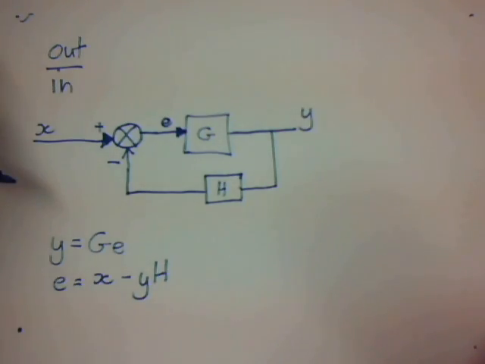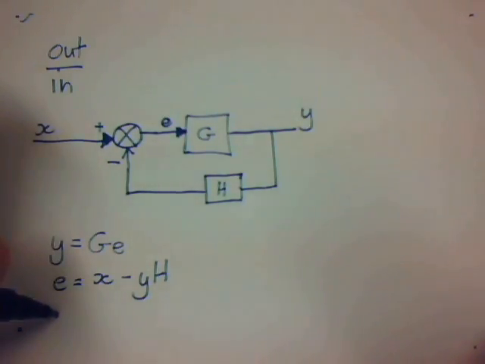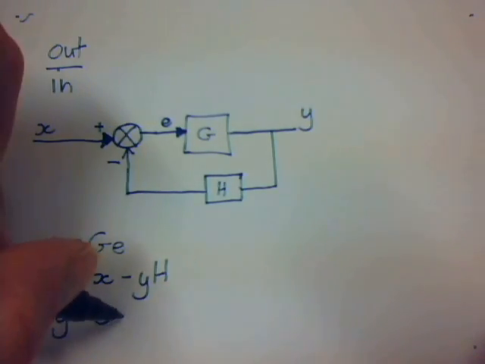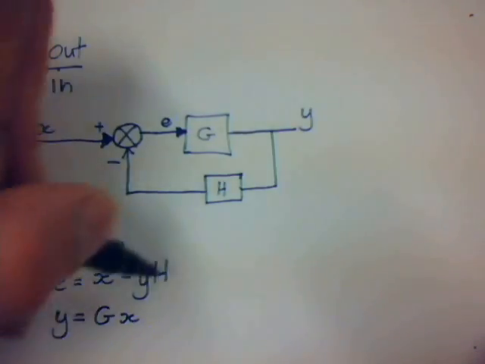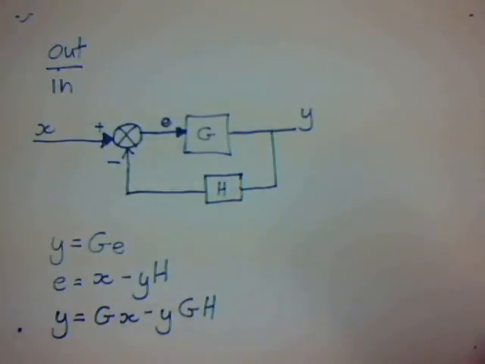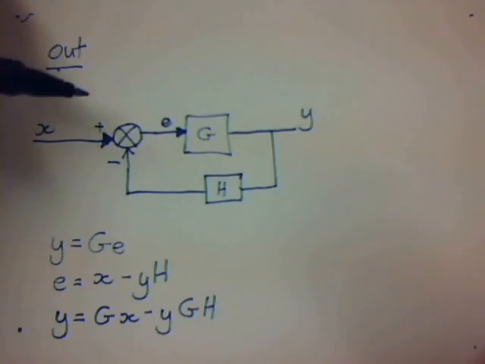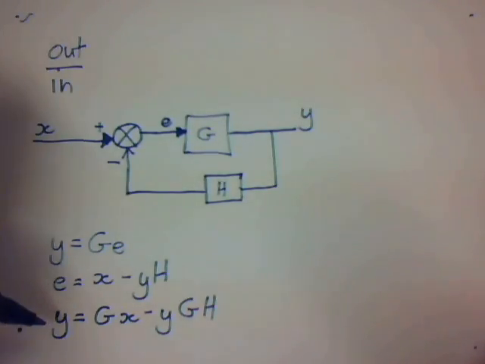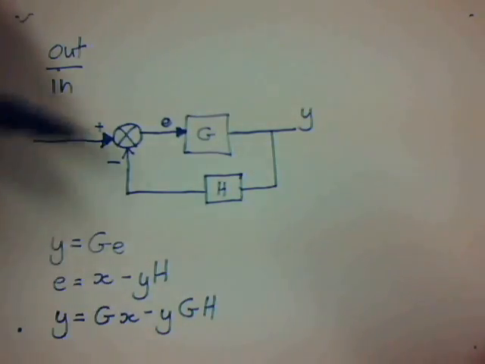And then just continuing, we have therefore y is equal to g times x minus ygh. So what we've done is we've substituted these two into the above equation. And remembering that a transfer function is output over input, what I'm trying to do is get output on one side and input on the other.